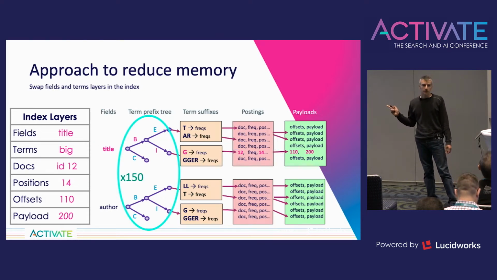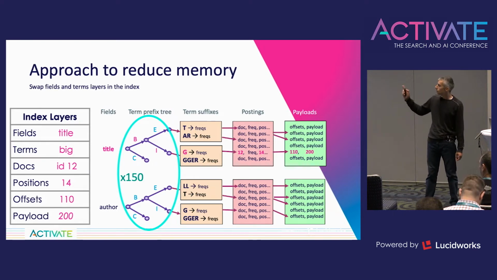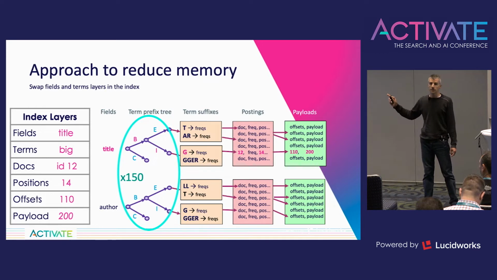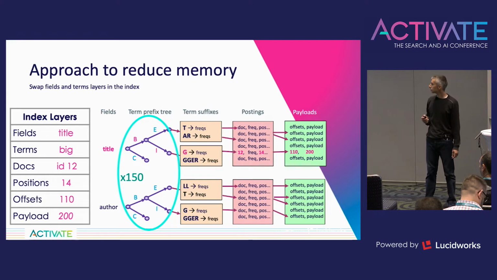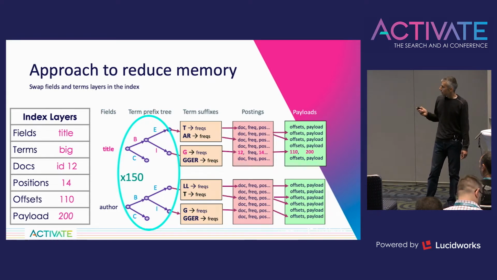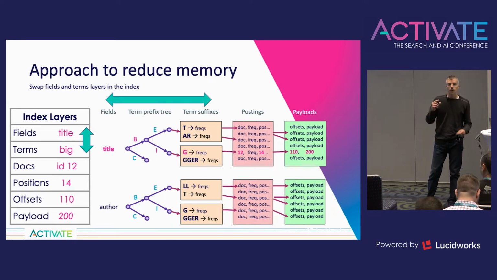In our use case, we have 150 fields. This means 150 term prefix trees in memory. This is a lot, and this is why we had memory issues. The idea to fix that is to swap the two first index layers. Make the term the first layer.